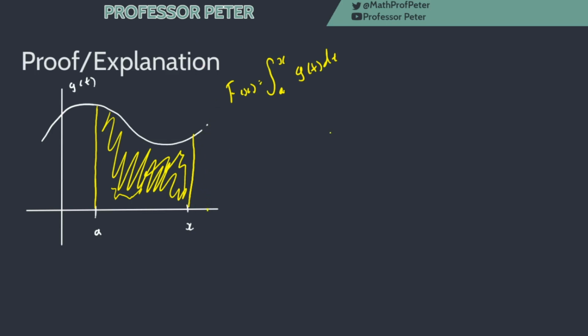What we want to do is look at the derivative of this. So we're going to think of what is capital F prime of x, and I'm going to use the limit definition of the derivative. The limit as h goes to 0 of capital F of x plus h minus capital F of x, all over h.